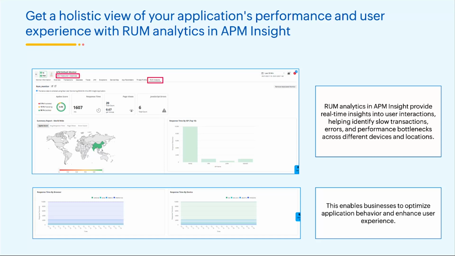When users face slow pages or errors, RUM helps pinpoint exactly where things are going wrong, whether it's a specific region, a type of device, or even a particular browser. And because all of this is happening in real time, it allows your team to make proactive improvements and fine-tune the application for a smoother and more consistent user experience.